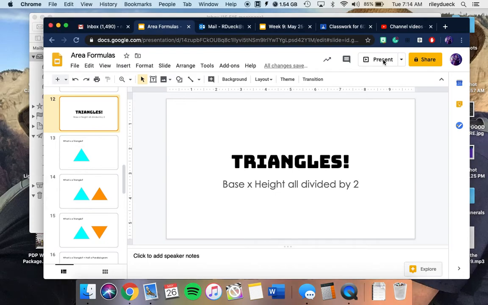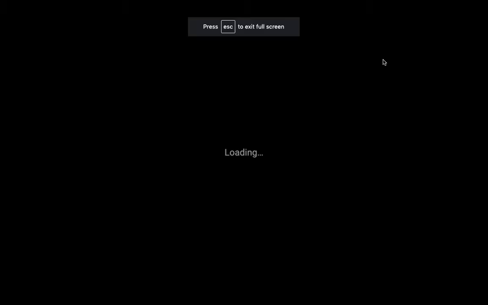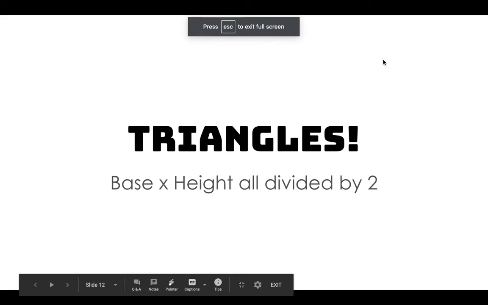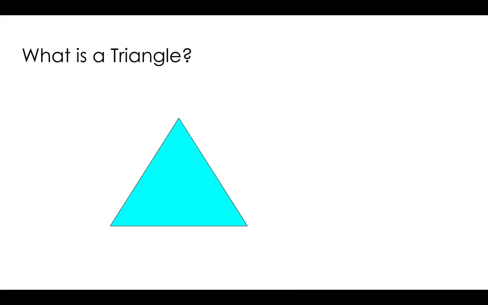All right, we are looking at triangles today. We've already looked at parallelograms and now we're looking at triangles. So, well, what is a triangle? You could say it's something that has three sides. Often an equilateral triangle will have three equal sides and also three equal angles. You could say its angles add up to 180 degrees. There's lots of ways to define a triangle.